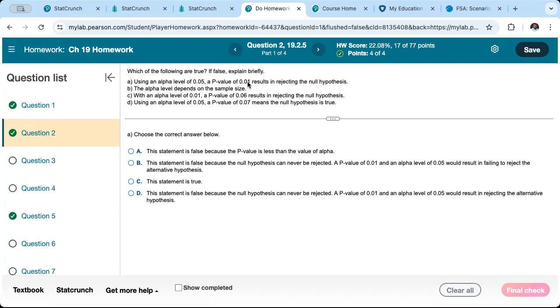Is the p-value here low or high compared to the alpha level they've given me? Low. If it's low, what do we do? We reject the null hypothesis, isn't it? So it results in rejecting the null hypothesis. So what is the right answer here?